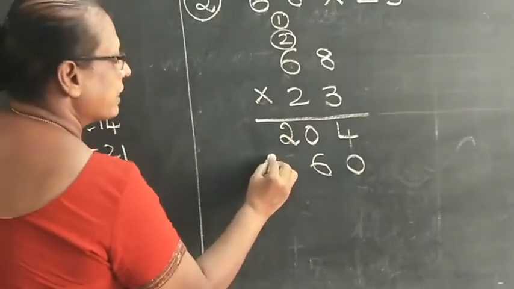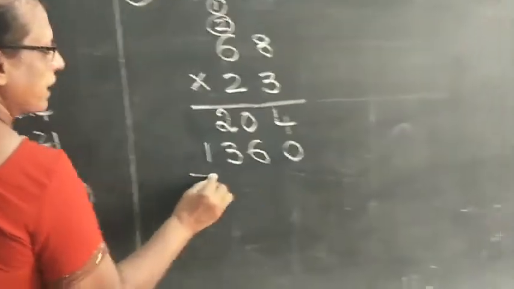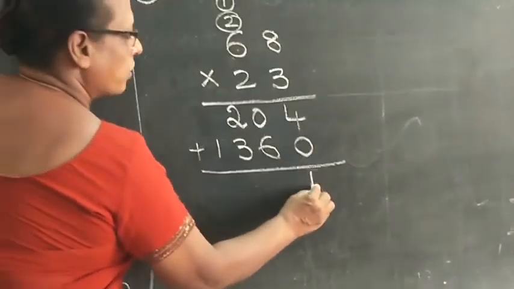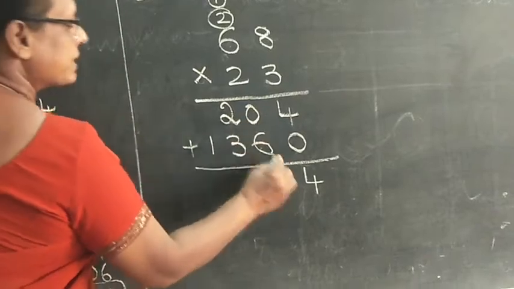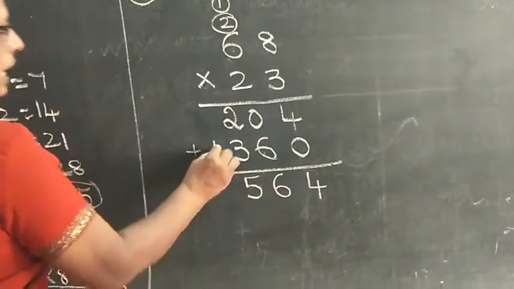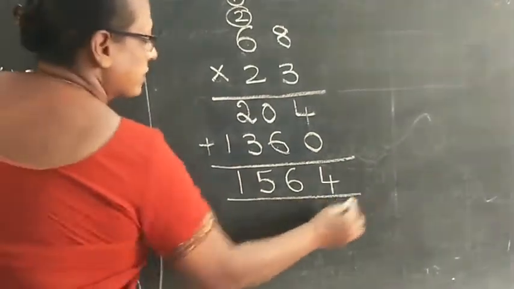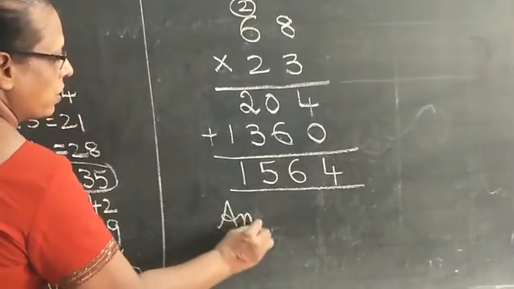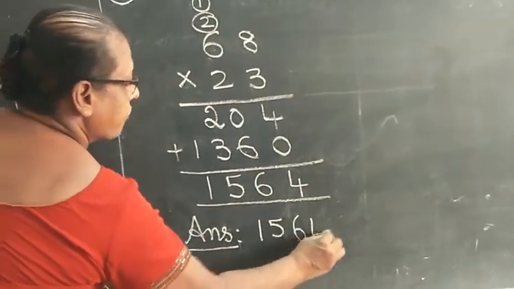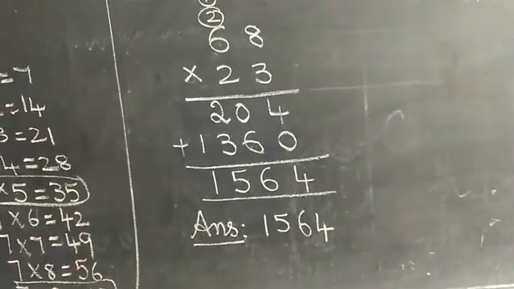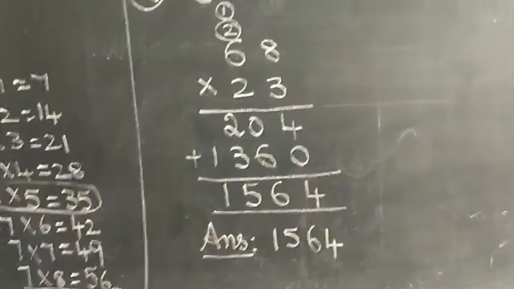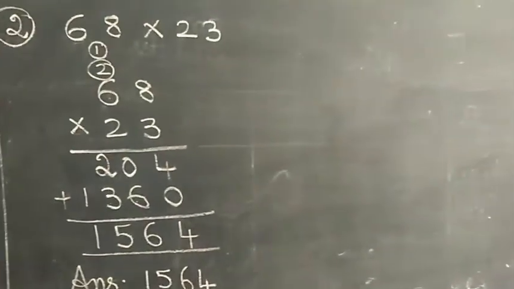12 plus 1, 13. So if you add both the numbers, what do we get, children? 4 plus 0, 4. 0 plus 6, 6. 2 plus 3, 5. And the 1 you have to bring down as it is. So what's the answer, children? 1564. 1564. Okay, children. We'll see the third sum.